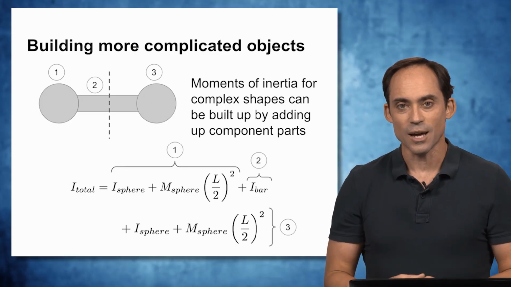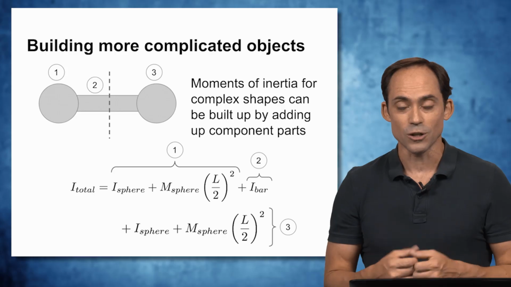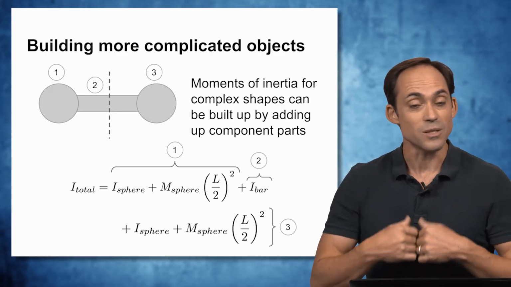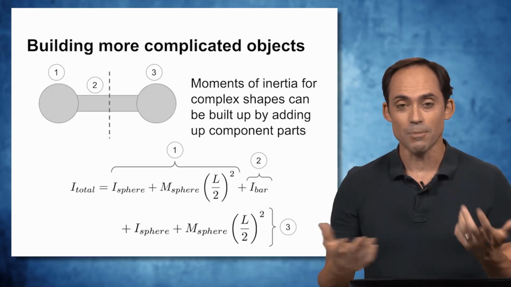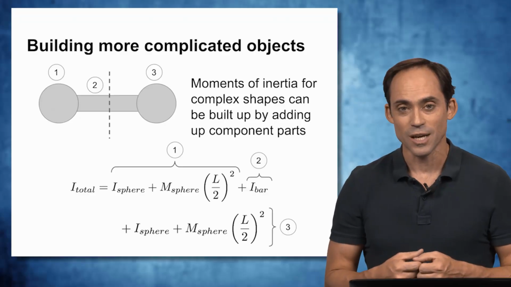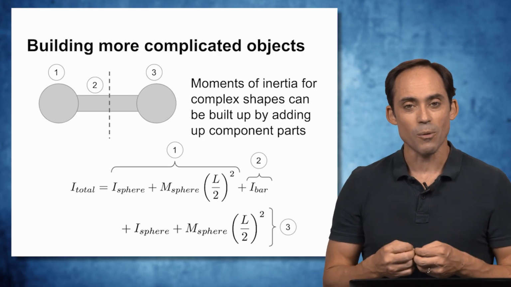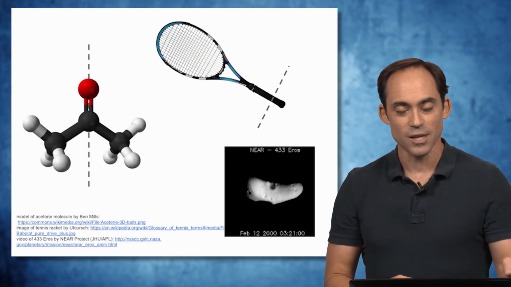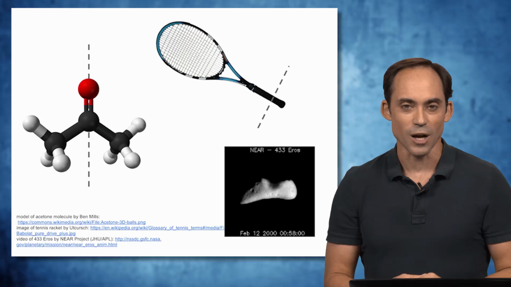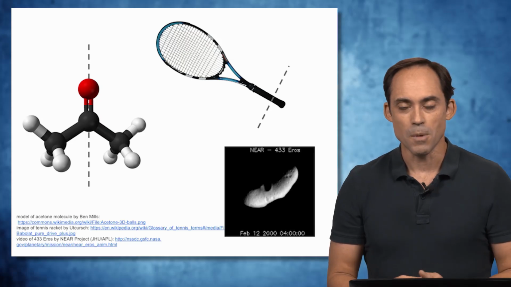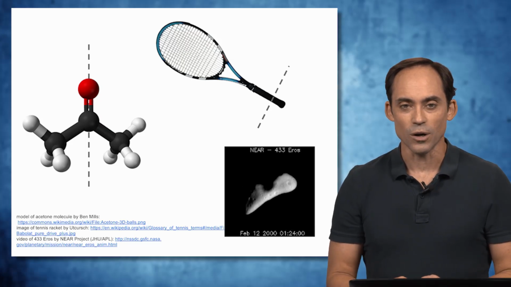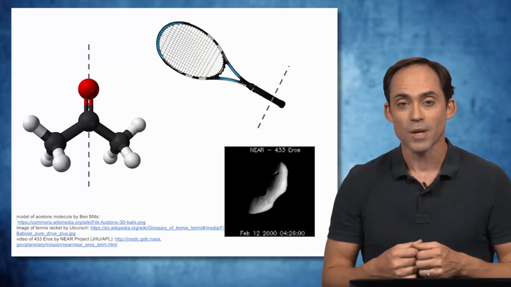So you can see here that we're just adding up these different terms because that moment of inertia is just a sum over the mass. So I can just keep adding mass and structure to my object and just compute what the total moment of inertia is. So this is really a way we can build much more complicated objects. And of course, in nature, we do have much more complicated objects. And so this is how moments of inertia, for example, are calculated for things like molecules.